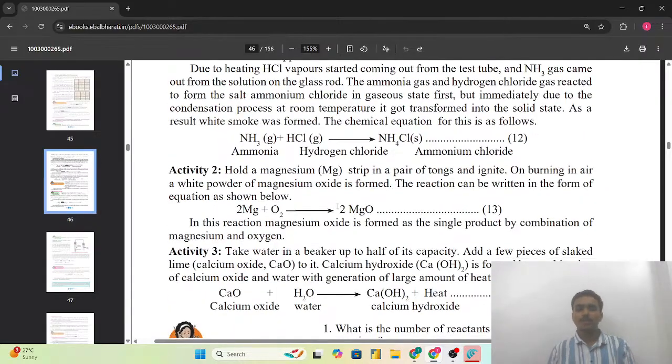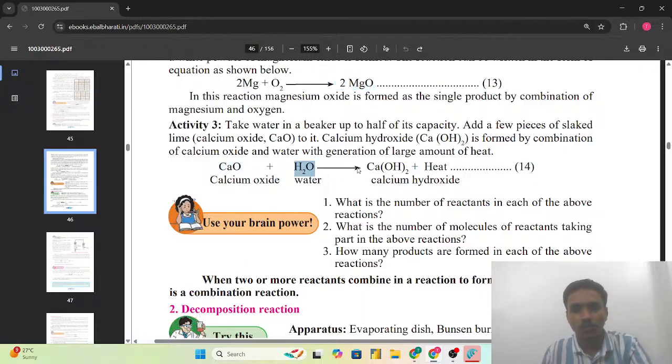So what are we seeing here, what inference are we going to draw from all these reactions, we will see further. But we can see here that the two reactants get combined to form a single product. Two reactants get combined to form the single product. This we can see here.